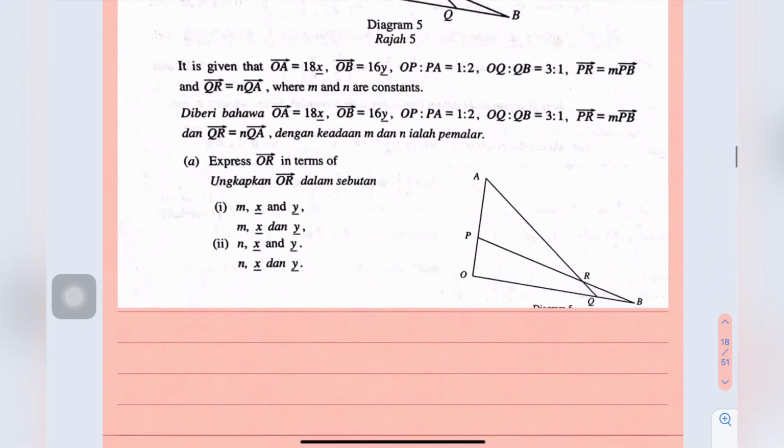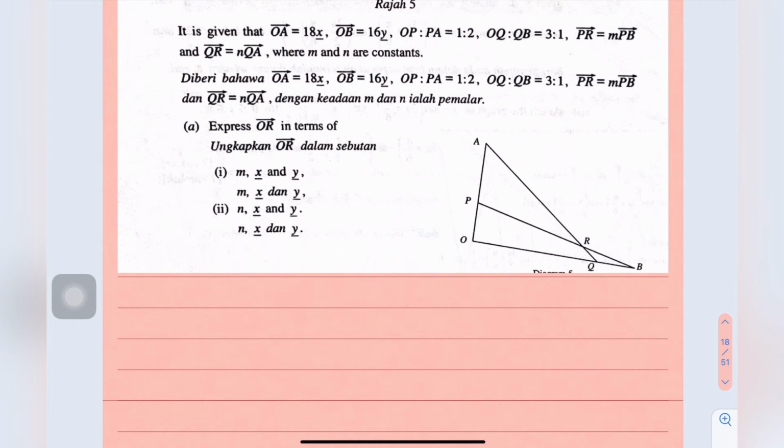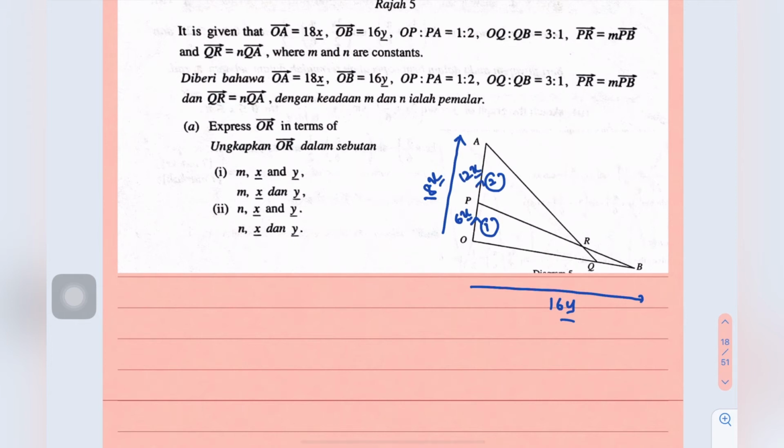So now given information ni, OA is 18x. So now we have to label kita punya gambar rajah. So OA is 18x, OB 16y, OP:PA is 1:2. So now OA ni 18x, kita ada tiga parts kan. So this one is 6x, this one jadi 12x. Arrow dia pun sama.